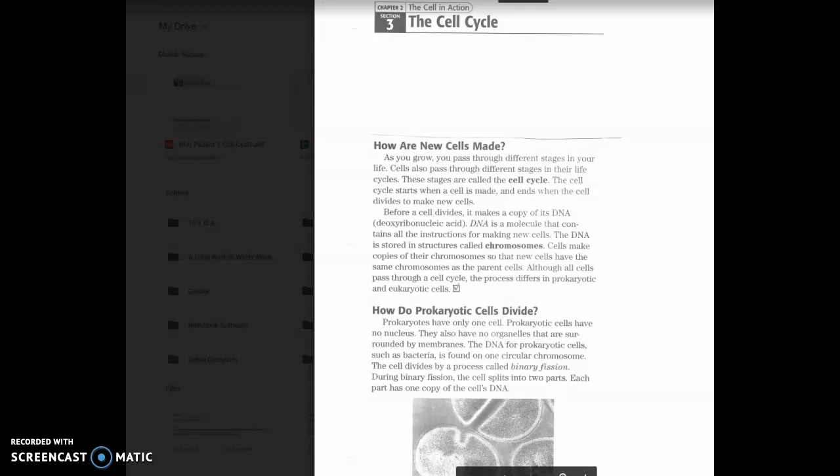So I'm going to read, Miss Phelan assigned page 27 today. So I'm going to read page 27. You need to define the three words, cell cycle, DNA, and chromosomes. So here we go. Let's read page 27.